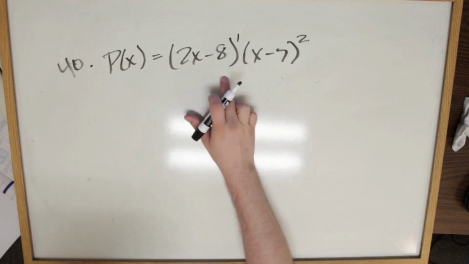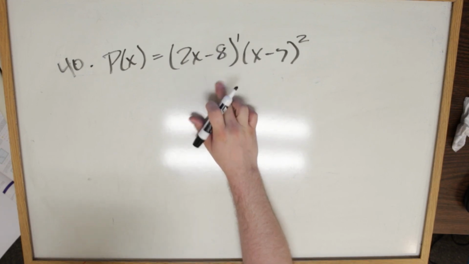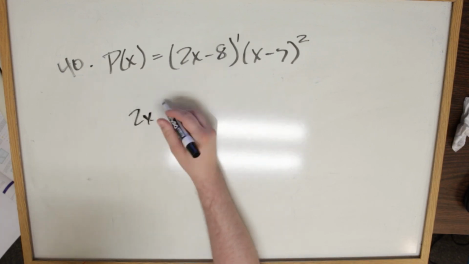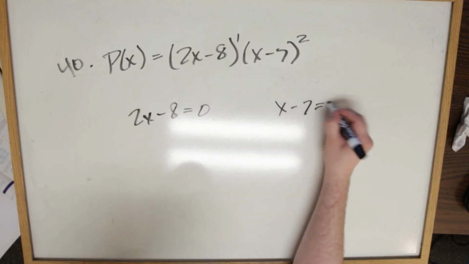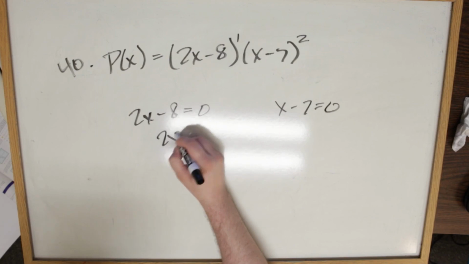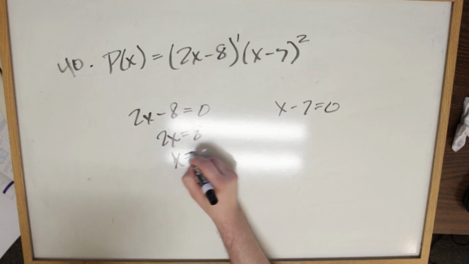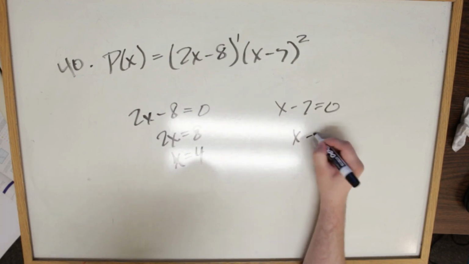So just by looking at this and using our knowledge, let's solve these individually. 2x minus 8 is equal to 0. X minus 7 equals 0. 2x is equal to 8. X is equal to 4. X here is going to equal 7.